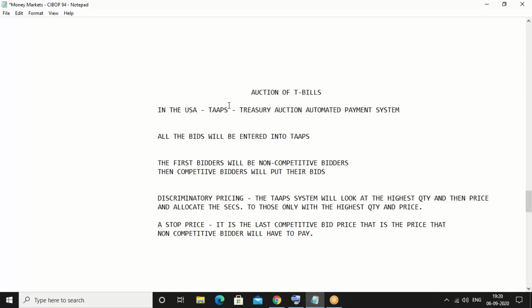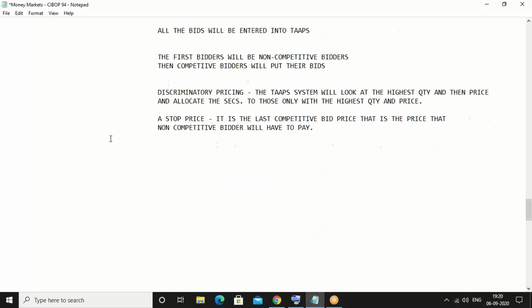And how do we determine the price that non-competitive bidders will pay? We will use something called a stop price, which is the last competitive bid. That is what the non-competitive bidders will have to pay.